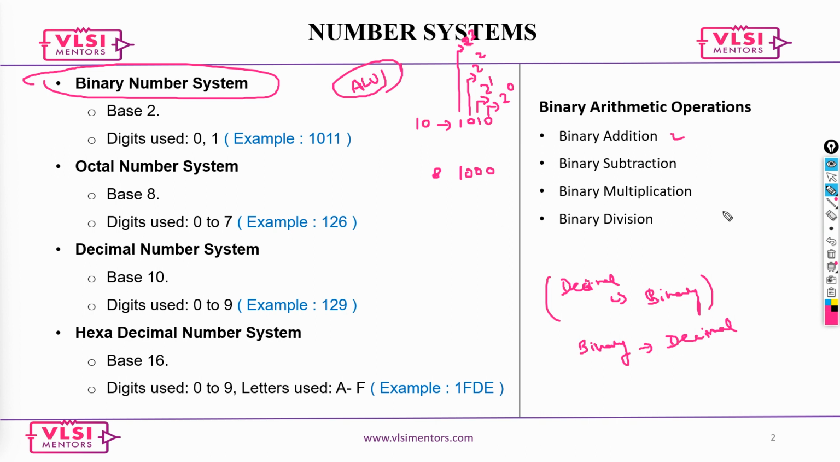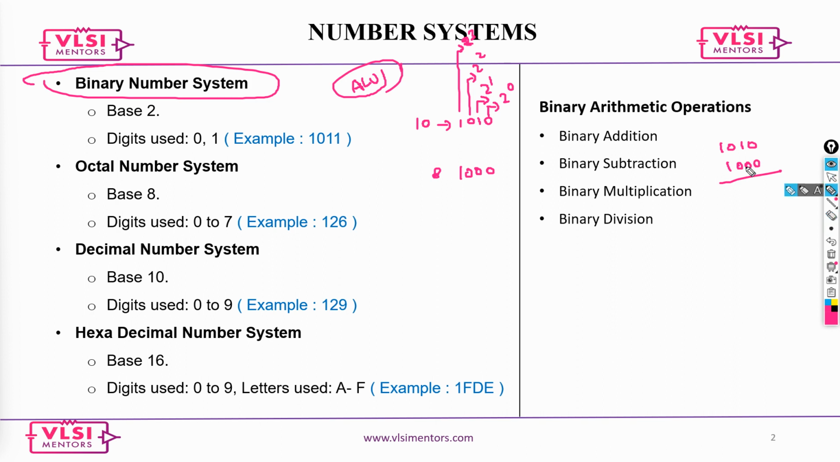So now if you want to add these two, what is it that you are going to follow? 1010, 1000. Now what would be the outcome? 10010. The way we do it is from right to left, right? So 0 plus 0 is going to be 0, and 1 plus 0 is 1, 0 plus 0, and 1 plus 1 is going to be 0, and that is going to be a carry of 1.